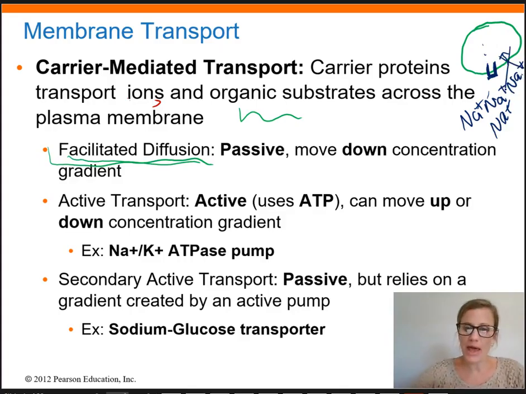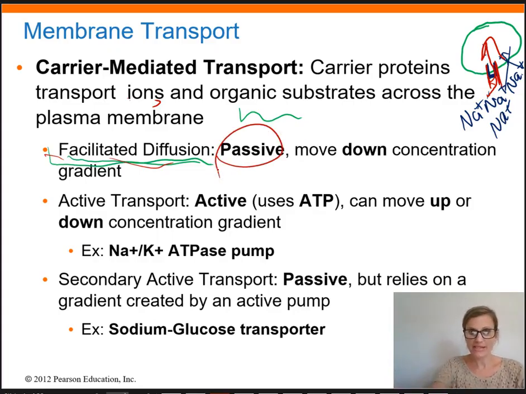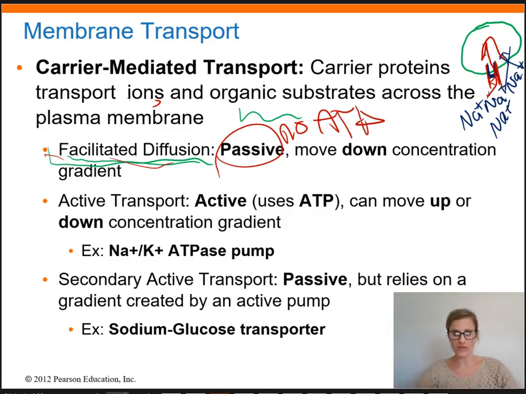Instead, what happens is if we go ahead and open up this gate, right, so that the channel is open, then the sodium can diffuse through the channel. Okay, so it's facilitated diffusion. It's still diffusion because it's going from high concentration to low concentration, and it is passive. Passive means that there is no ATP required for this to happen. The cell does not have to spend energy for this to happen.